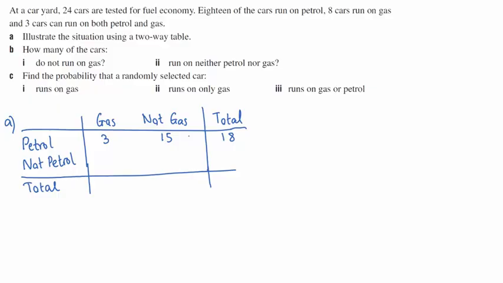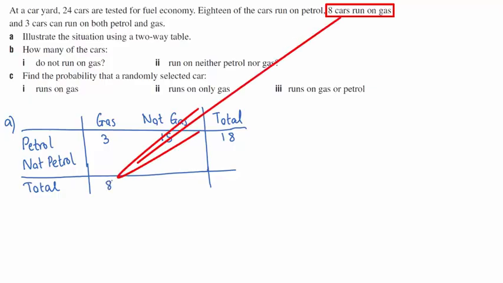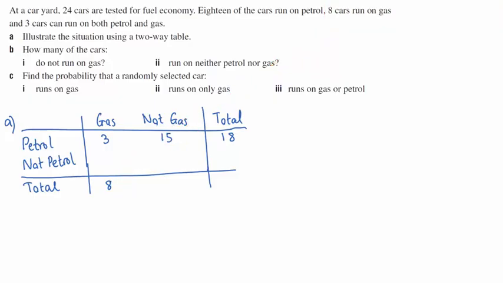We're also told that 8 cars run on gas, so we can fill in 8 down here as the total number of cars that run on gas. Now we can work out how many cars run on gas but not petrol, which will be 5, since 8 minus 3 is 5. Now to get this last number, what we need to do is use the total.